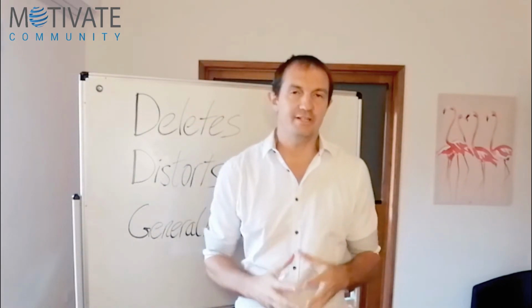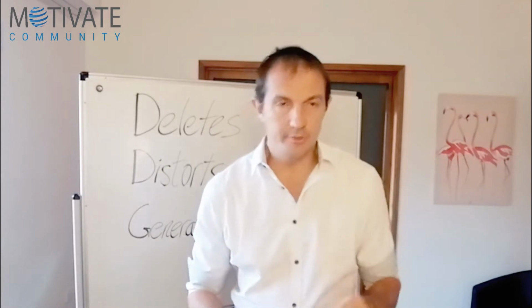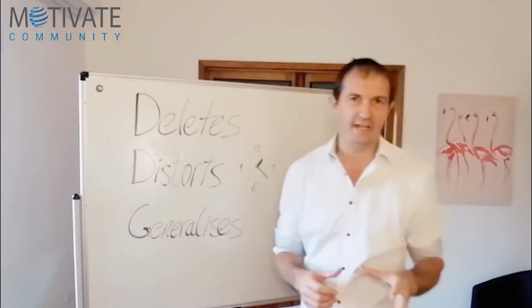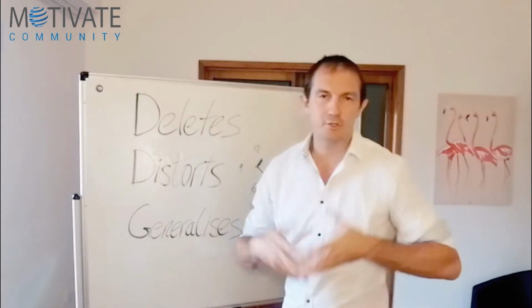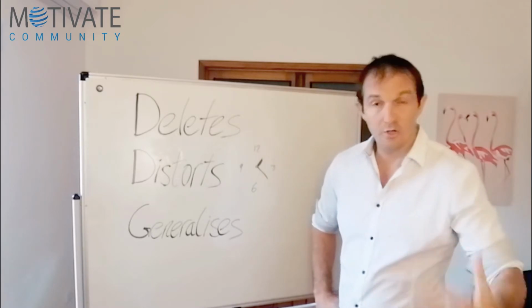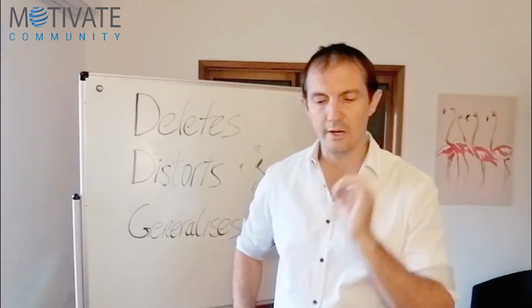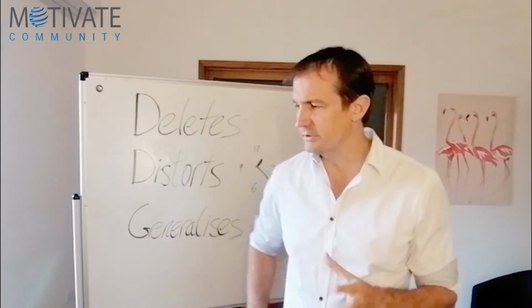So the brain's constantly deleting, distorting, and generalizing. Now, this is the original model that came out in the 70s and 80s and was taught around the world. But John Grinder, the university professor who was the co-creator of NLP, later came out in his book Turtles All the Way Down, I think it was '84 or something.